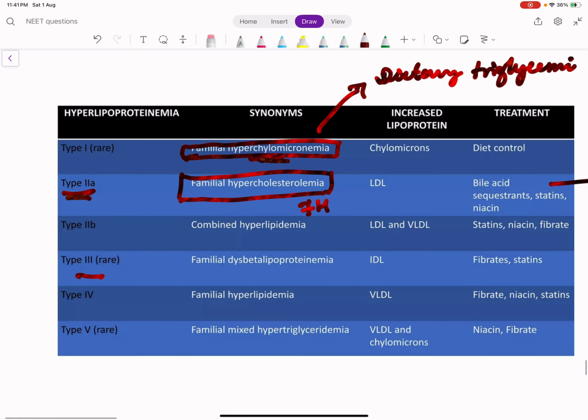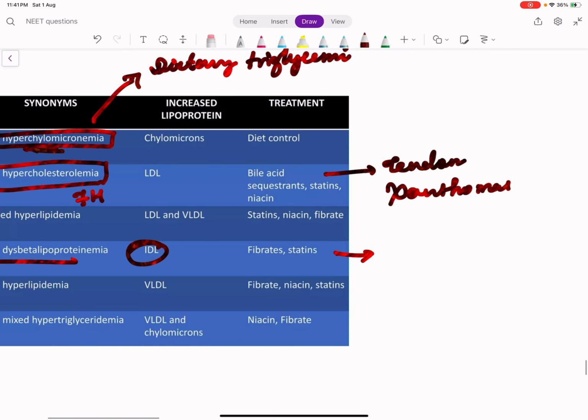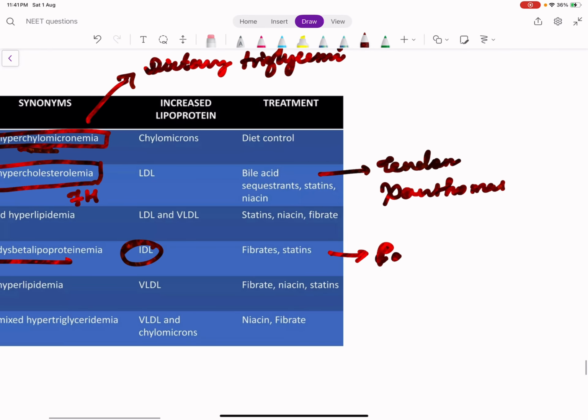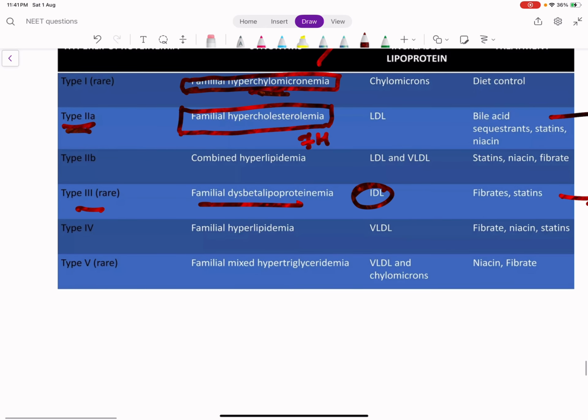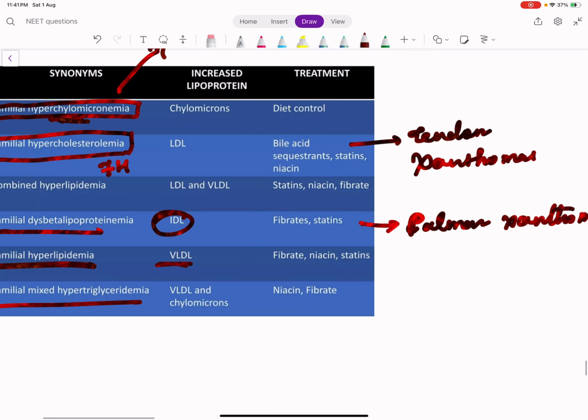Type 3 is called familial dysbetalipoproteinemia. Here there is something called intermediate density lipoprotein. Here we get palmar erythema, palmar xanthomas. We had discussed it in one separate question discussion. And type 4 is increased VLDL, called familial hyperlipidemia. Type 5 is familial mixed hypertriglyceridemia. So here we can get eruptive xanthomas. When triglycerides are high, there will be eruptive xanthomas.